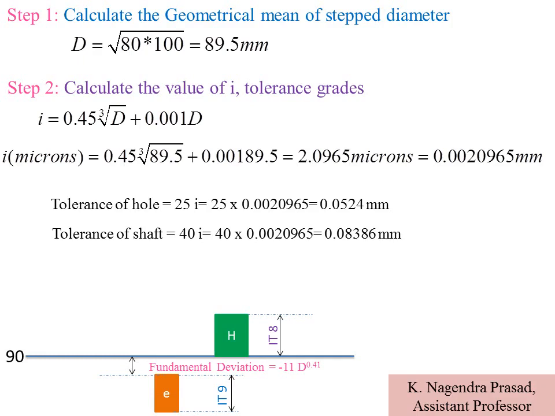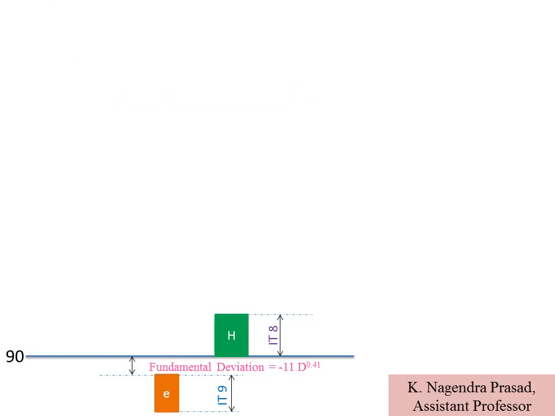In the problem it is given that the hole tolerance value is 25i, which is equal to 25 into 0.0020965, which is equal to 0.0524 mm. Similarly, we have to find the tolerance value of the shaft, which is given in the problem as 40i. We know the i value, so tolerance of the shaft equals 40 into 0.0020965, which is equal to 0.08386 mm.